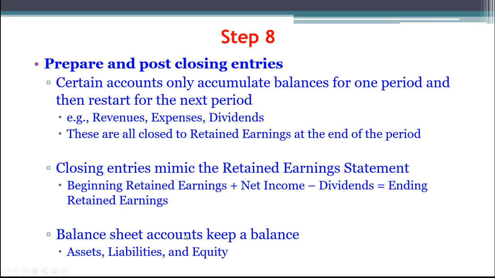The balance sheet accounts are what's called permanent accounts. They must keep a balance. The assets, the liabilities, and the overall equity items, they keep their balance. They don't restart the period with 0. So the closing entries allow us to get rid of the revenues, expenses, and dividends and find out the final balance of assets, liabilities, and equity.